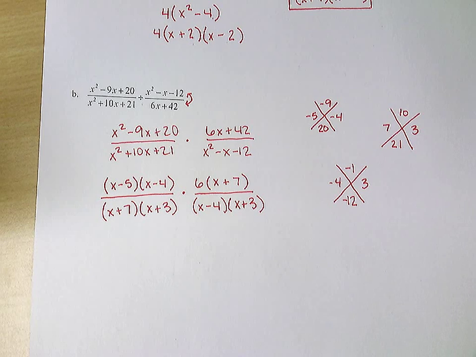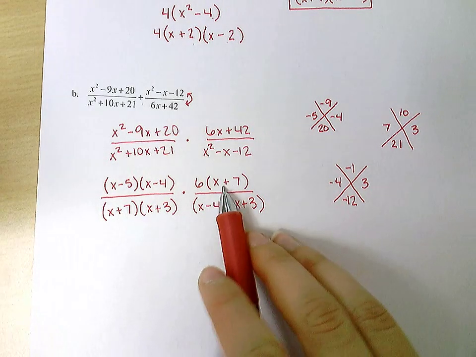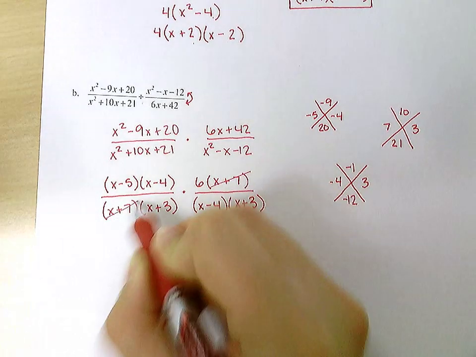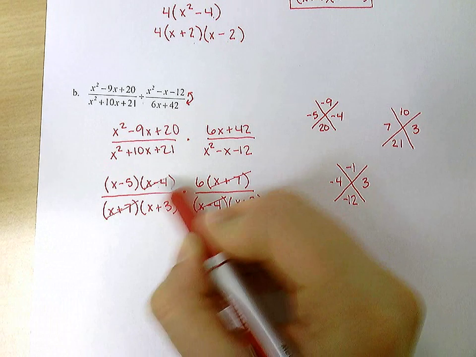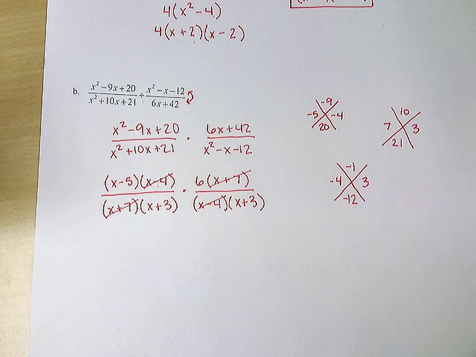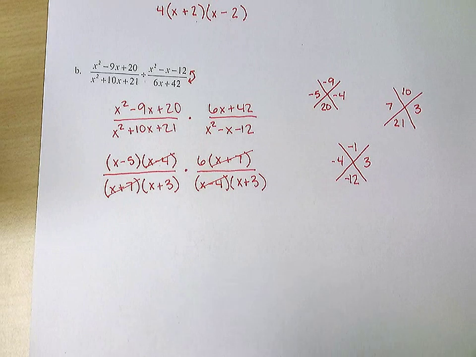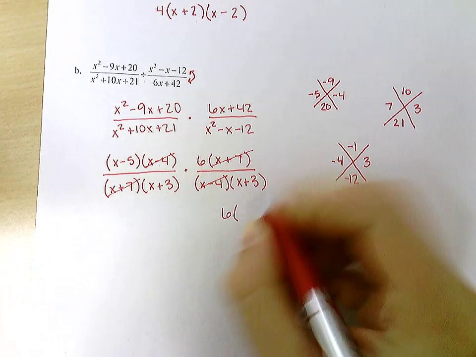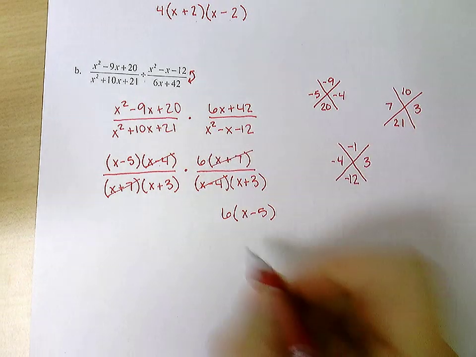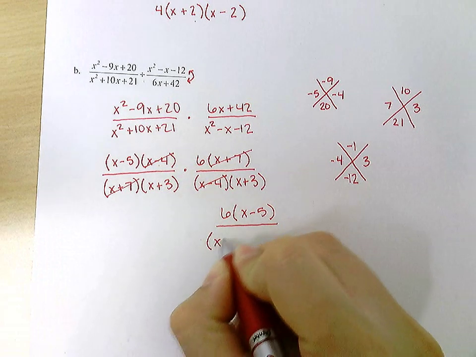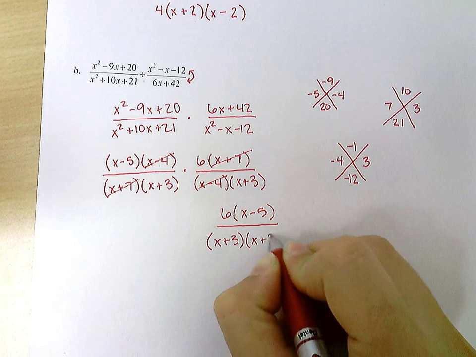And again, from this point, I can cancel out if I have similar quantities in the numerator and denominator. Okay, so in my numerator and denominator, I have an x plus 7. So those would cancel. I have an x minus 4. So those would cancel. Okay, then rewriting my fraction, I would have 6 times x minus 5. Don't lose that 6. Okay, it's still there. Over x plus 3 times x plus 3.